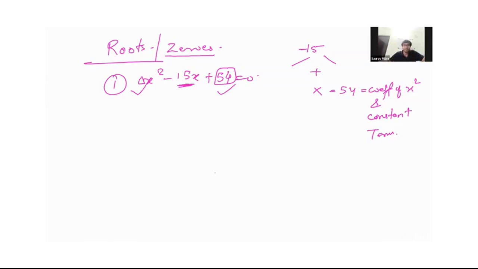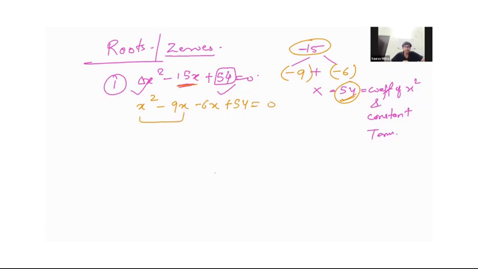So we have to make factors of 54. It will be minus 9 and minus 6. Now check it. If we add both of them, we get minus 15, and if we multiply them, we get 54. So this is the factorization of this expression. Minus 15x can be written as minus 9x minus 6x, plus 54 is equal to 0.